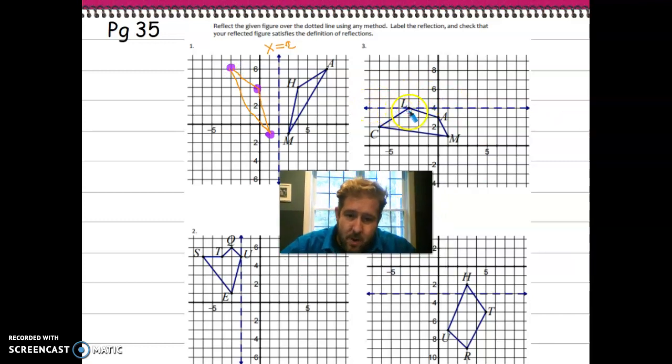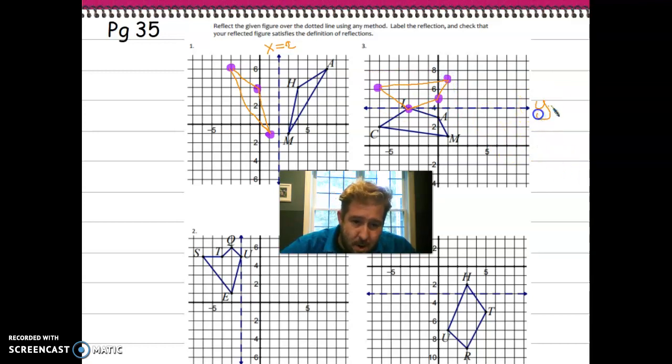Now, same goes for this question. First of all, L is on the line of symmetry, so that will not move. A is only 1 away. I'm just reflecting it above, going to the other side of the line of symmetry. So if I go straight up 1, 2, 3, 1, 2, 3, there's M, and C is 1, 2, 1, 2. And then I can connect it up, and there's my reflection over.